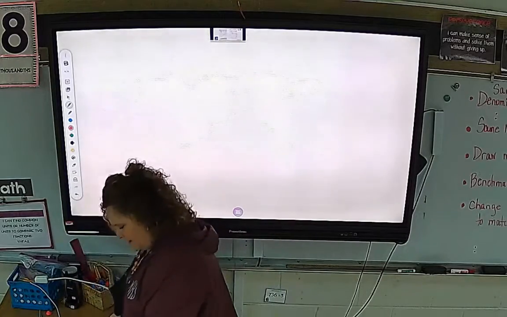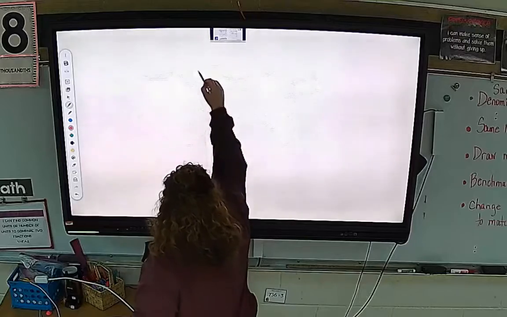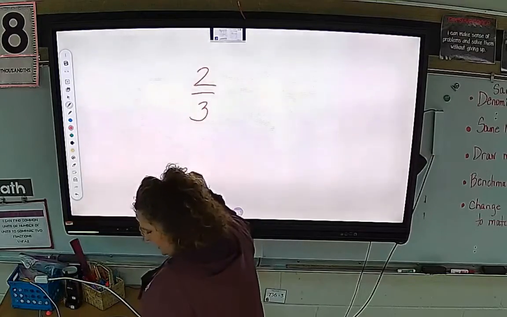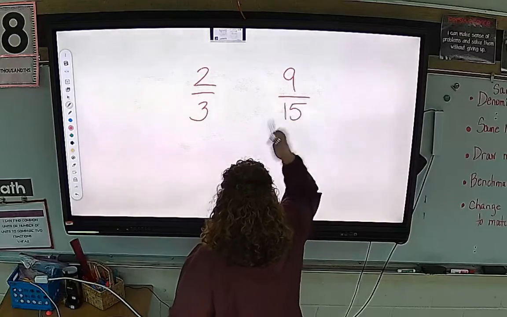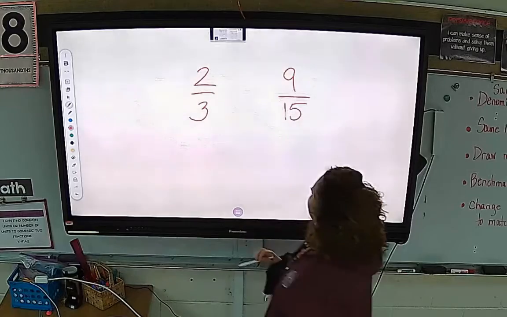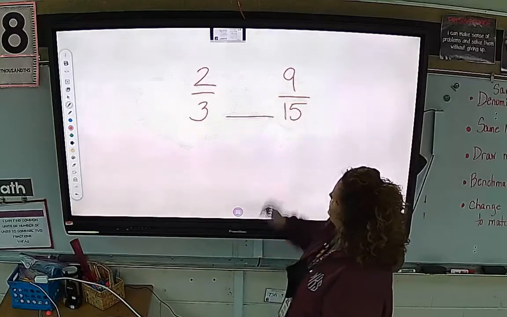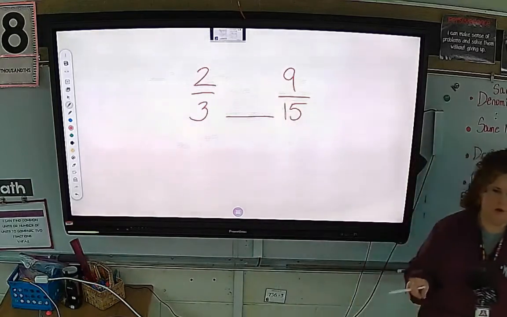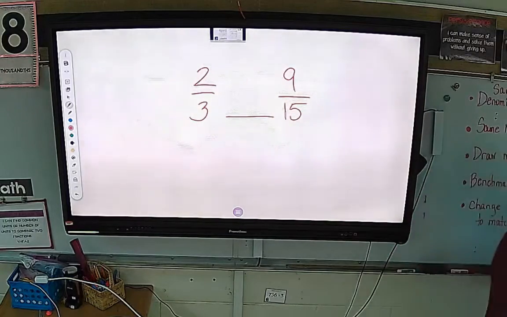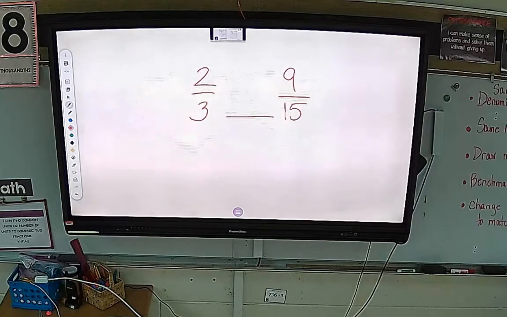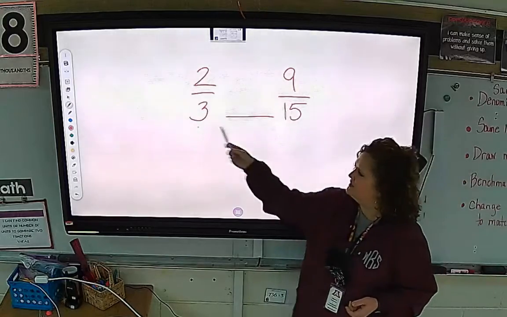So if I had, let's say, 2/3 and 9/15. I'm trying to figure out which is larger. Both of those are a little bigger than half. So if both of them are a little bigger than half, I'm just not sure. That one's tough. So what could I do there? They don't have the same denominator. They don't have the same numerator. But I do notice something about this and this.